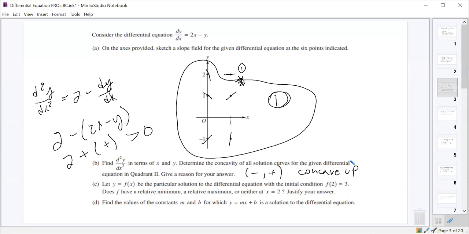Good or no? And that was 2 points. 1 for getting the second derivative correct, and 1 for saying concave up with a reason, where that second derivative was always positive in the second quadrant. Good or no?